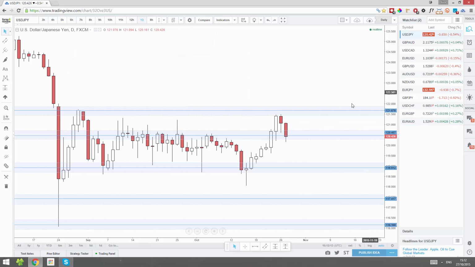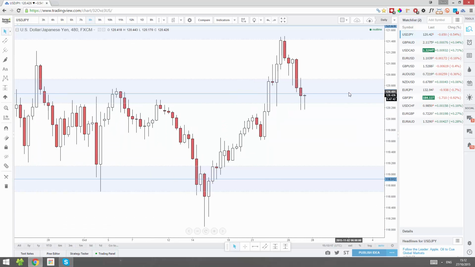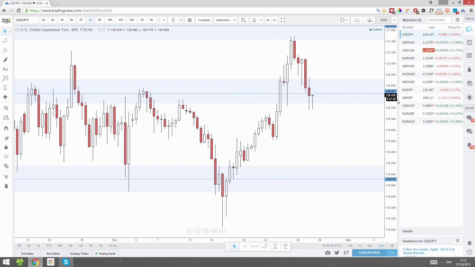So yeah, all I'm looking at right now is USD JPY 12-hour, 8-hour, closing in about 6 hours, 45 minutes. I'll update the blog post if I actually enter this trade.